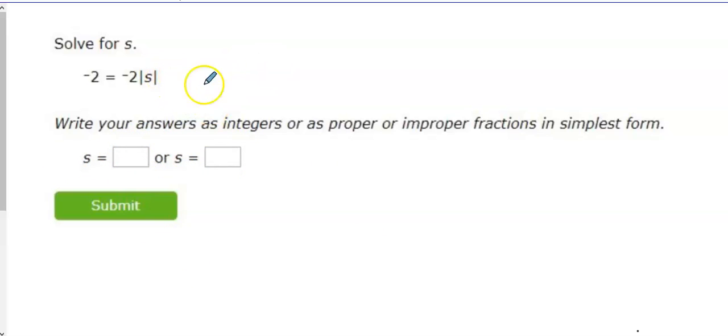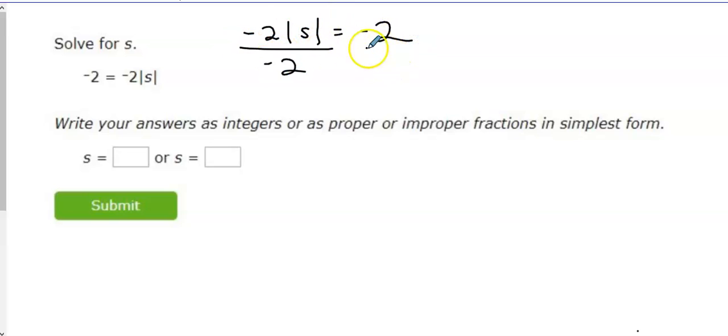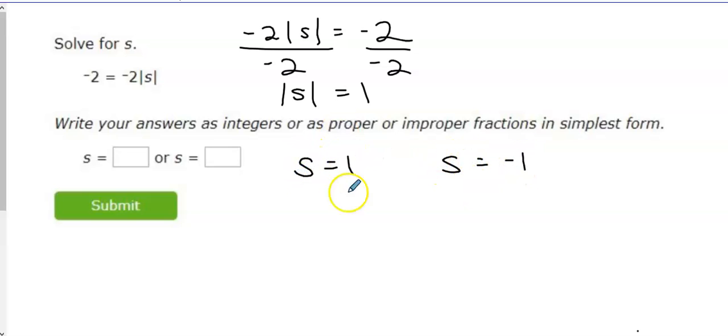So this example, I would just turn this around. Isolate the absolute value. So the absolute value of s equals 1. And then you split it: s equals 1 or s equals -1. So you put a 1 in one space and a -1 in the other space.